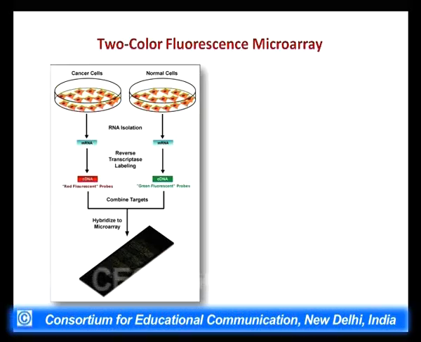So all the probes, or the single-stranded DNA formed in the cancer cell sample as well as in the normal cell sample, will be fluorescently labeled, and to distinguish between them we label them in different colors. The cancer cells are labeled with red fluorescence molecules, while the normal cells are labeled with green fluorescence. Then we hybridize these fluorescent samples onto the microarray chip.